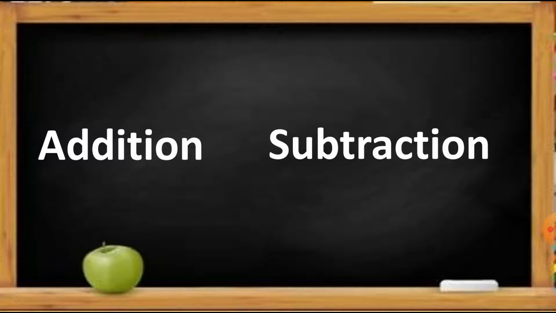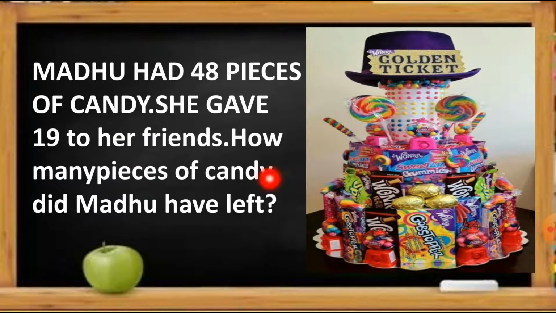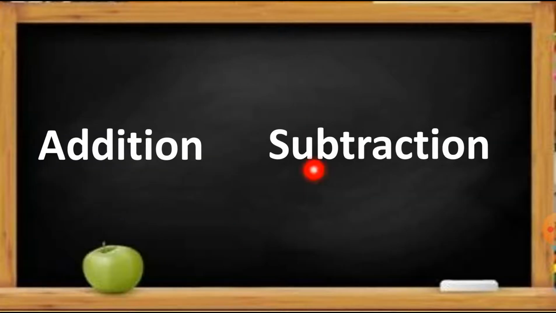You just have to circle the numbers, students, nothing else, nothing new in this. So here is the addition and here is the subtraction. As I told you, here the keyword is left. So which operation will come here? Addition or subtraction, students? Just think about it. Then I will circle my answer.